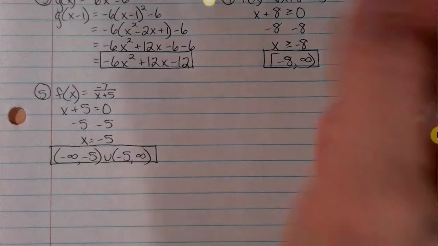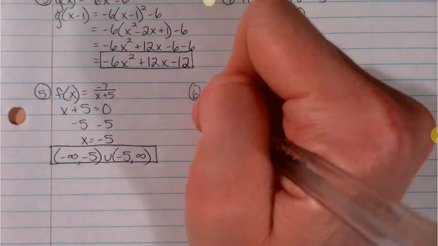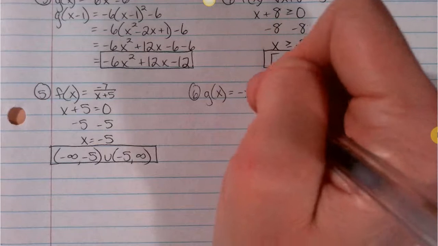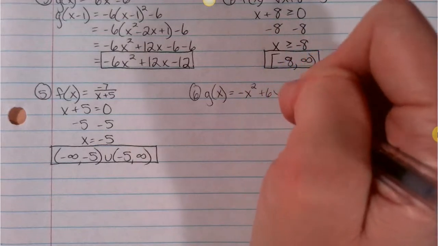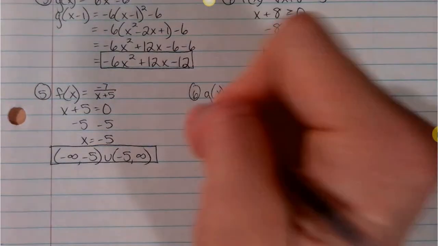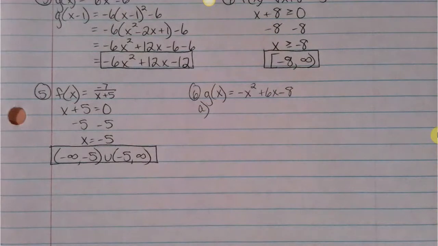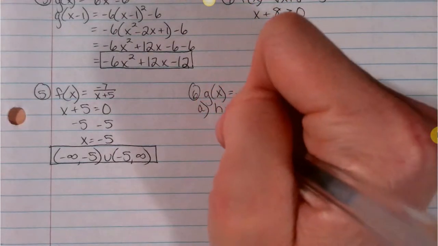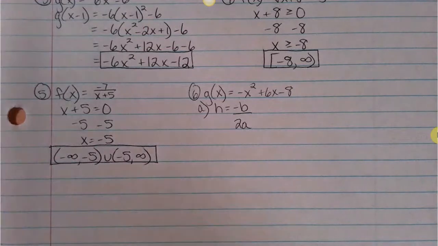For number 6, we are given the function g of x equals negative x squared plus 6x minus 8. And the first thing that we're asked to do in part A is to find the vertex of this function. So that's where our formula h equals negative b over 2a comes in.